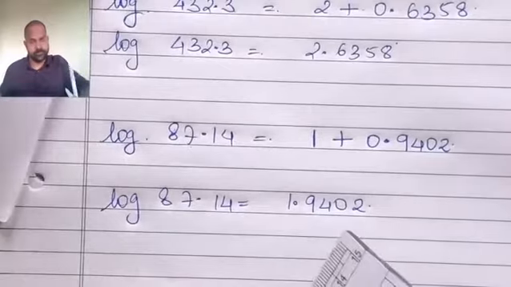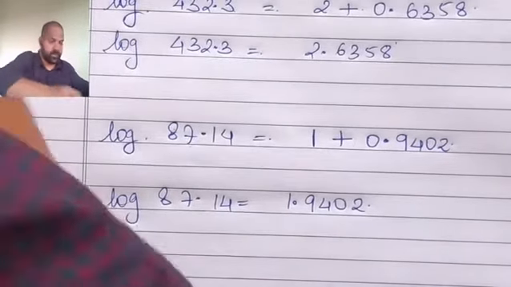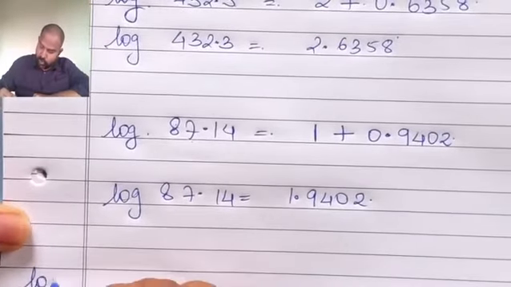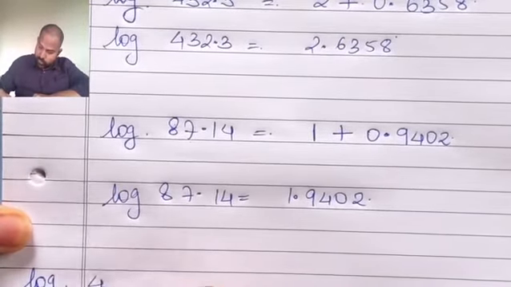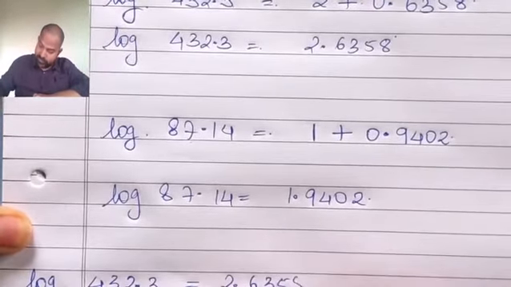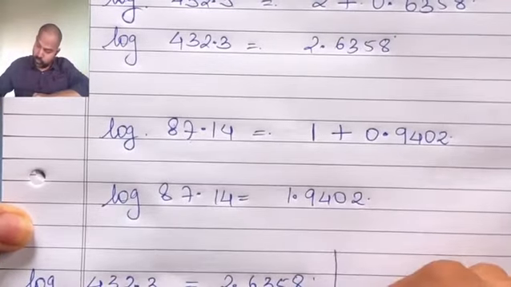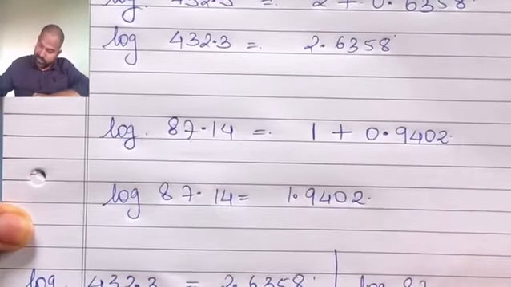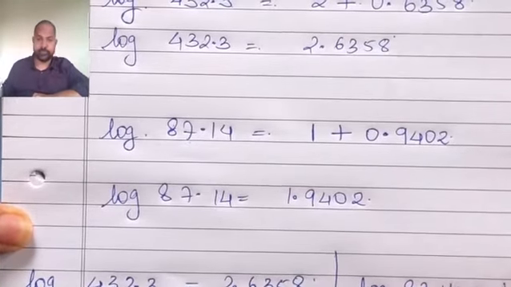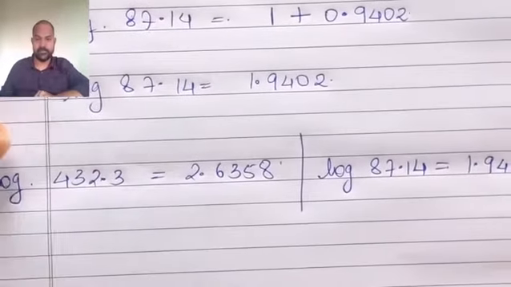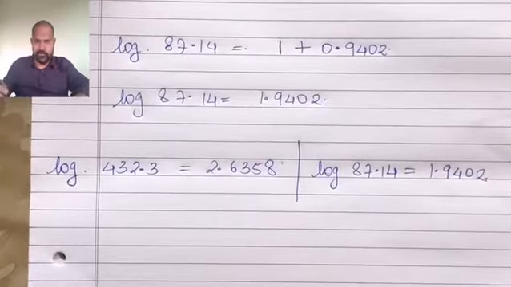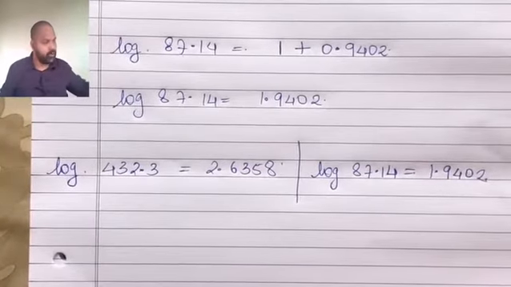Is that right? But I have a question for you. You say that the log of 432.3 is 2.6358, and you are also saying that the log of 87.14 is 1.9402. Is that correct? These are the two log values that we found just now. I agree with you, I just found them. But I have a question.